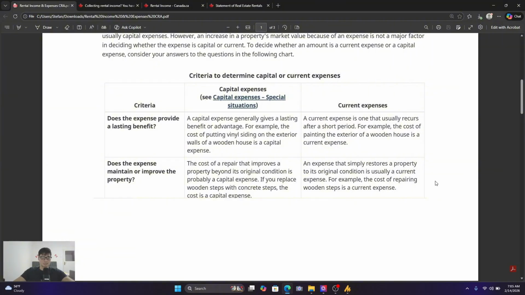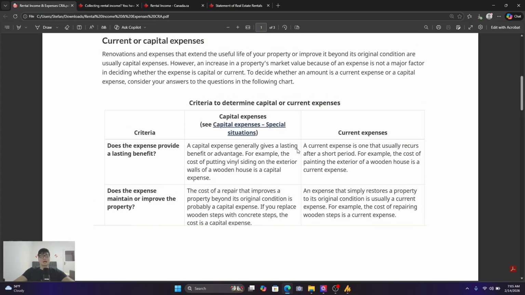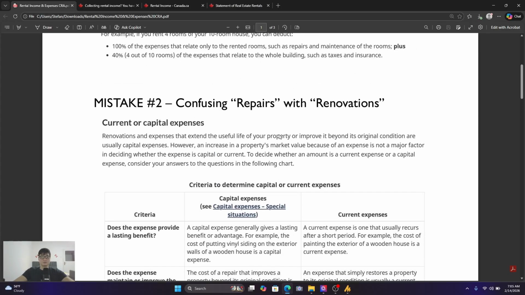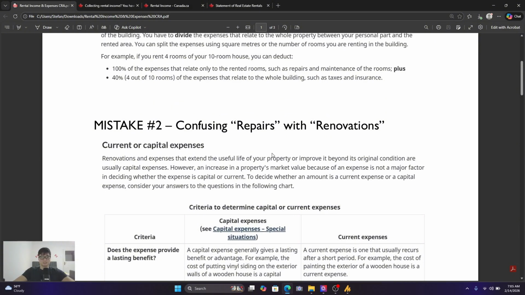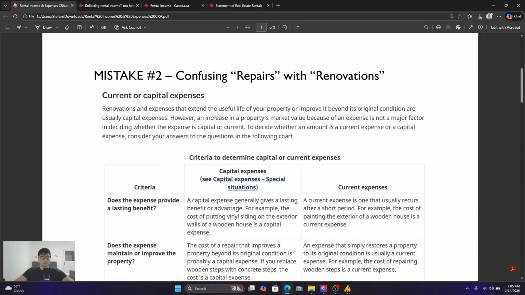So if you had, for example, wooden steps already in place and you just tried to repair them, that would be considered current because you're just repairing them back to their original condition. If, however, you put cement, that would probably increase the life of the steps for another 10, 20 years. So it's capital in nature. A lot of people get confused with repairs and maintenance and always deduct it as repairs and maintenance, because that is better for you for the tax year: deduct a whole 100% rather than taking depreciation on it.